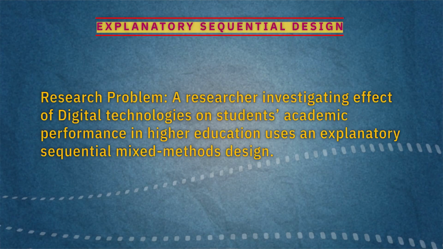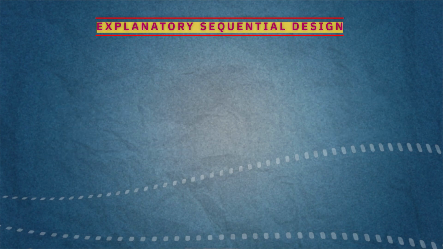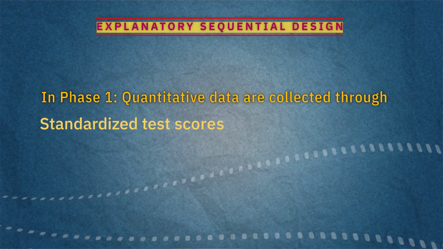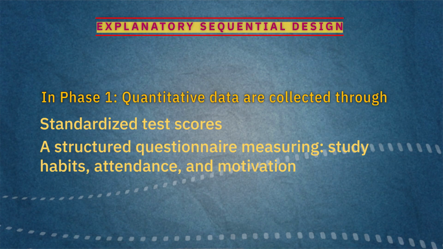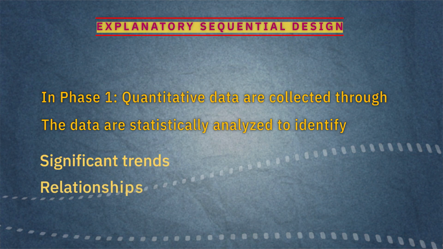Let's say a researcher is investigating the effect of digital technologies on students' academic performance in higher education. This study uses an explanatory sequential mixed method design. In phase 1, quantitative data are collected through secondary data, which could be academic test scores, then primary data, which could be a structured questionnaire based on study habits, attendance, or maybe motivation. With this, the data are statistically analyzed to identify significant trends and relationships.